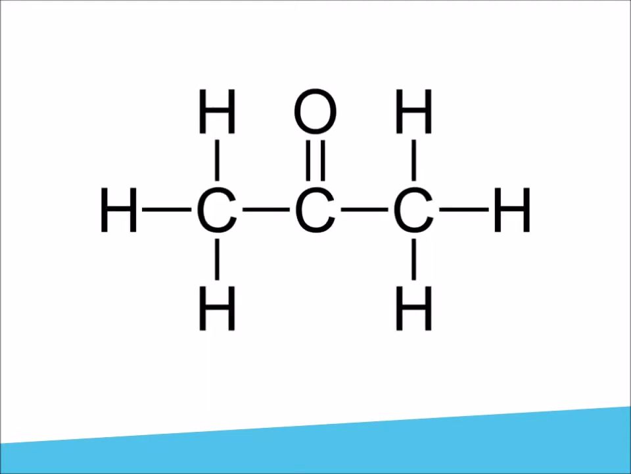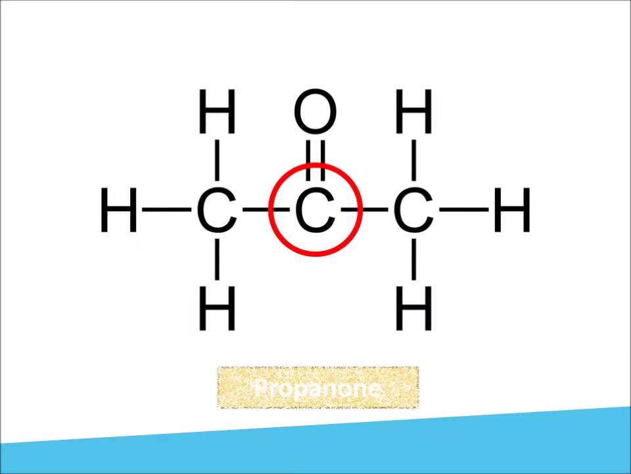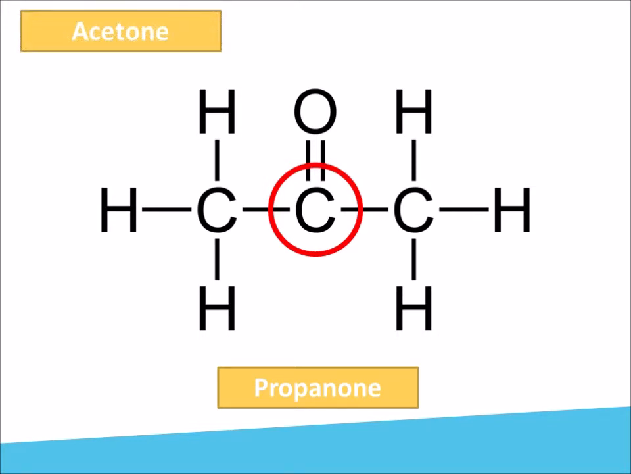However, if the carbonyl group is found towards the center of the chain, this indicates that the compound is a ketone. So, to name this, we will again take its base chain name and change its ending to -one, giving us the new name for the compound as propanone. Propanone is also known as acetone, and this is what we use as a nail polish remover.